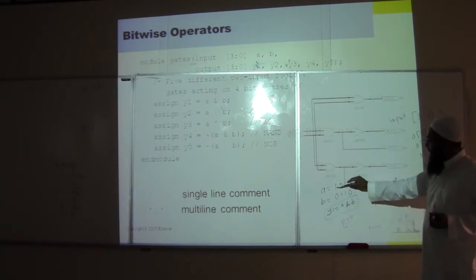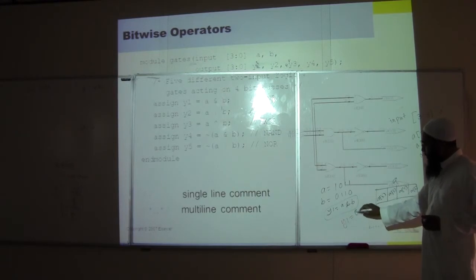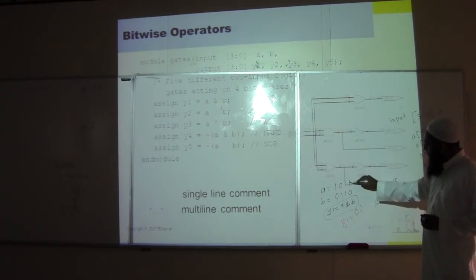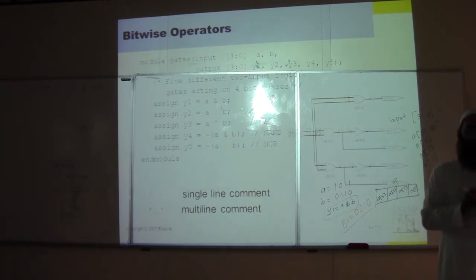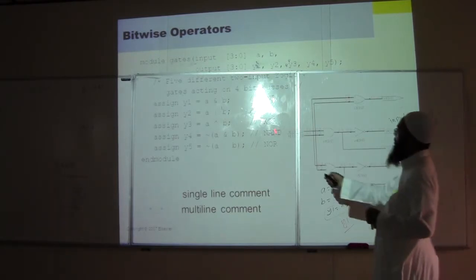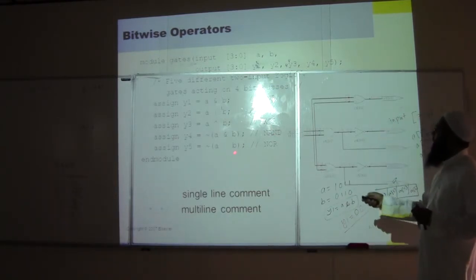This means each bit will be ANDed with each bit. So 1 and 0 is 0. 0 and 1 is 0. 1 and 1 is 1. 1 and 0 is 0. So Y will get the value 0 0 1 0. Do you understand? So this is the meaning of AND or XOR using more than 1 bit. Each bit is separate, but the result will be 4 bits. If you do it for XOR, what will be the result? This line, XOR.